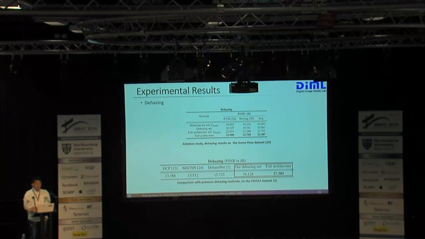And for dehazing, we observed the impact of the hazy image model loss and the joint learning with stereo. We can see that the hazy image model loss results in slight improvements, and joint learning results in larger improvements. Finally, we compare our dehazing performance with previous dehazing methods. Our separate dehazing network and joint network both show superior results.